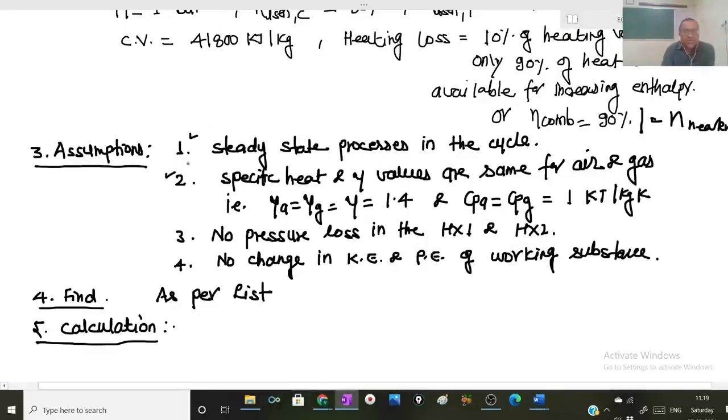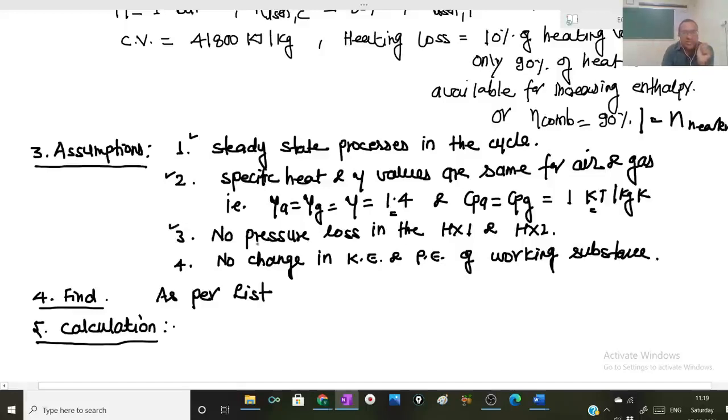Assumption number 2, specific heat of air is considered as equal to specific heat of gas. So I am considering gamma value as 1.4 and CPA and CPG value as 1 kilojoule. Since it is a closed cycle gas turbine, air is circulating everywhere as a working substance, and I am treating this as a gas.